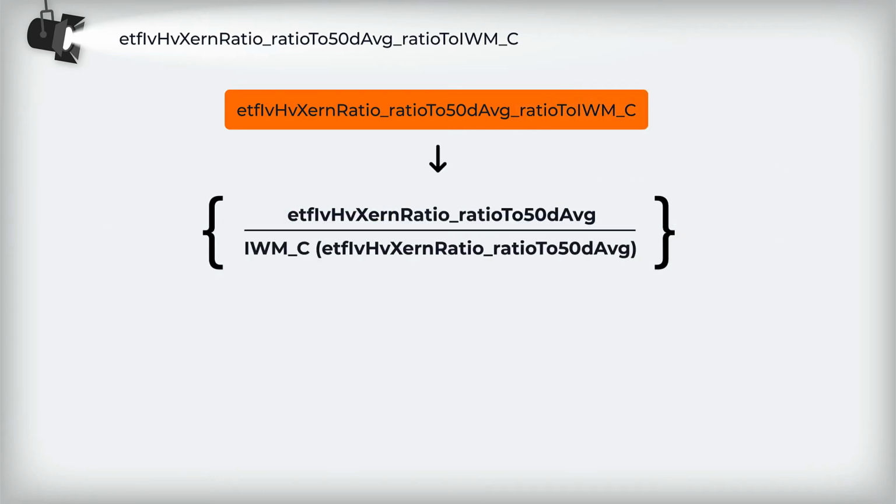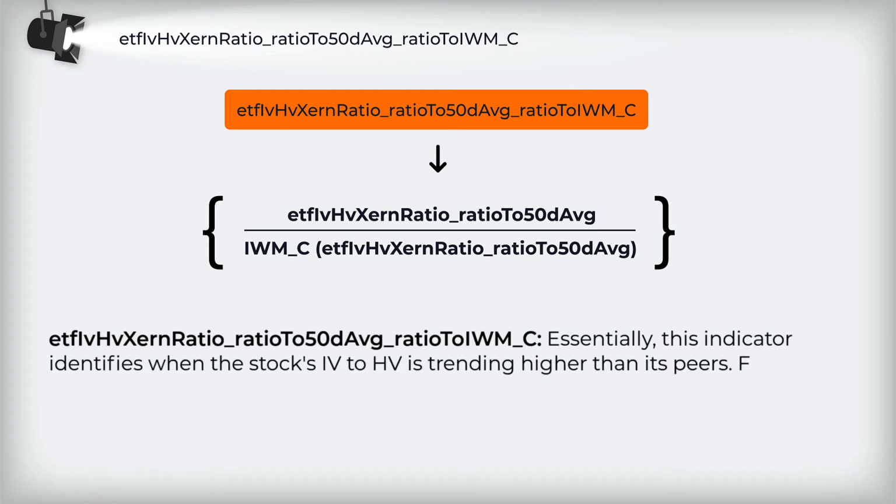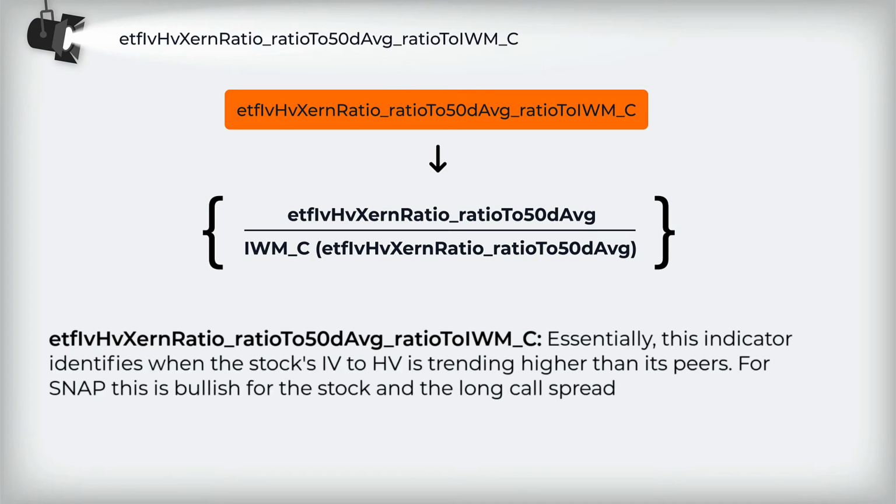The last part of the equation is the ratio to IWMC, which is ORATS' component-weighted symbol for the Russell 2000 index. It does the same calculation as in the first two parts of the equation, except with IWMC as the symbol instead of the stock. It then divides this into the result from the first two parts of the equation. Essentially, this indicator identifies when the stock's implied volatility to historical volatility is trending higher than its peers. For Snapchat, this is bullish for the stock and the long call spread test in question.